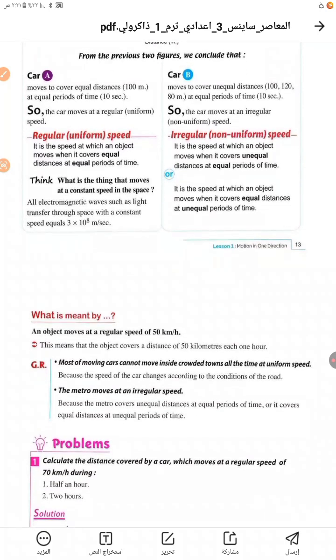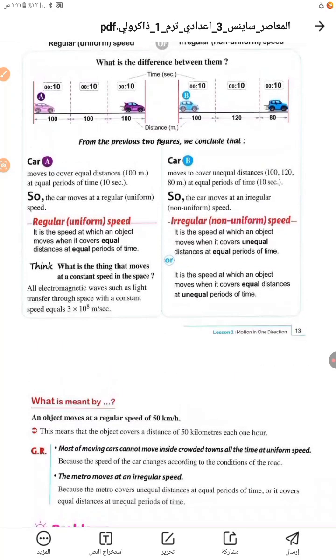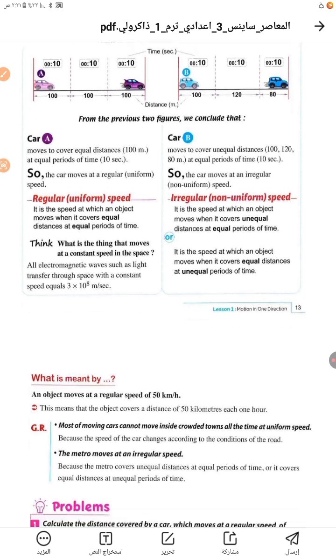Regular uniform speed is the speed at which an object moves when it covers equal distances at equal periods of time, as we saw in car A. Irregular non-uniform speed is the speed at which an object moves when it covers unequal distances at equal periods of time. Unequal distances, that is why it is irregular speed.